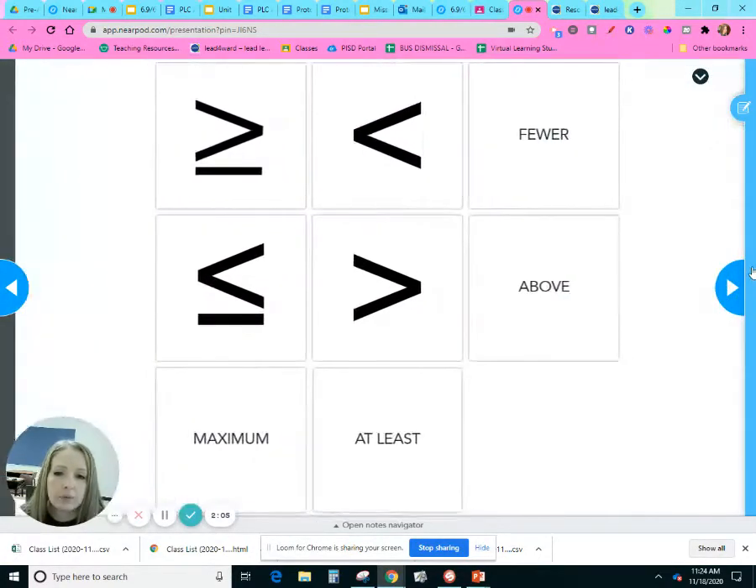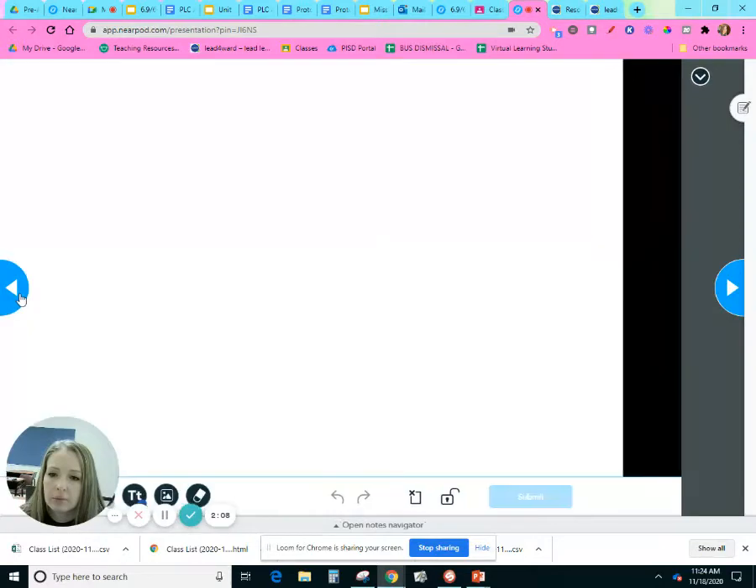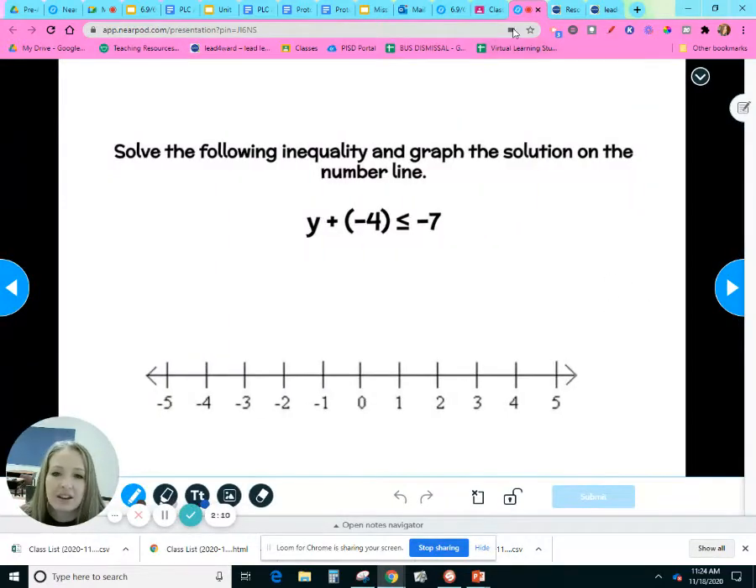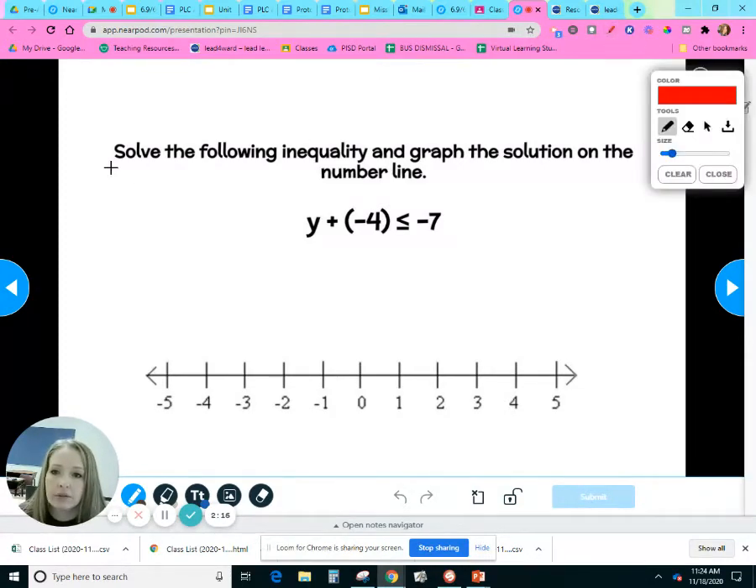Okay, so our next problem. Skip one? Yes, I did. Okay, so the next problem is an inequality, and you need to solve it. It says solve, and it says graph. So you have to solve first, then graph.